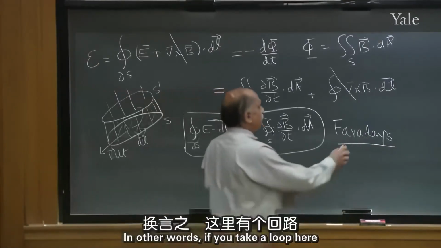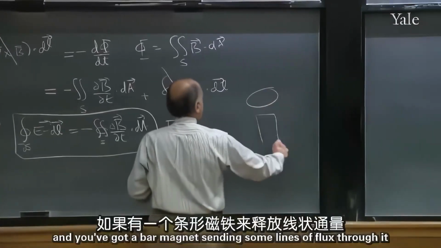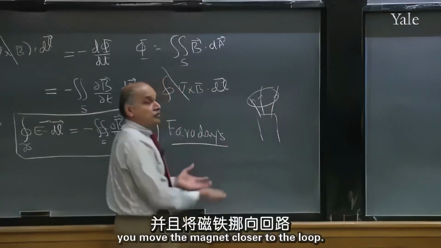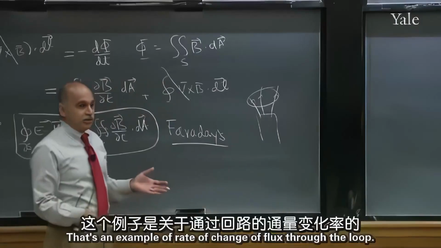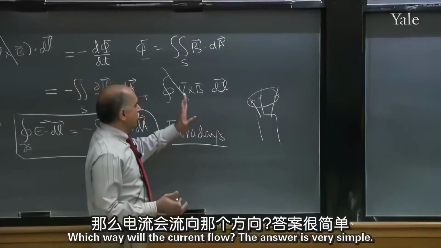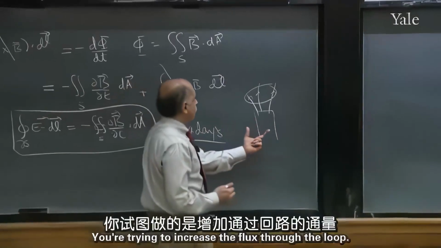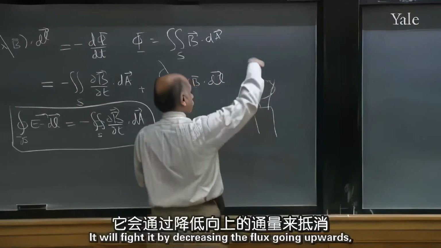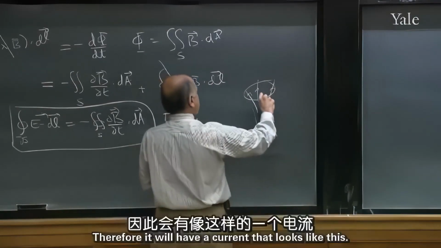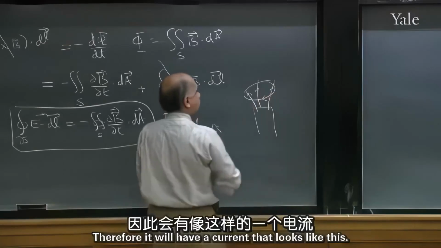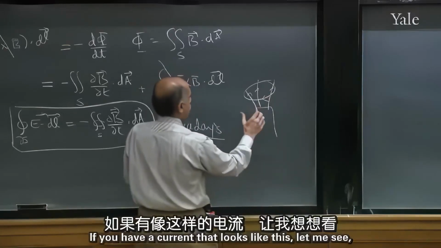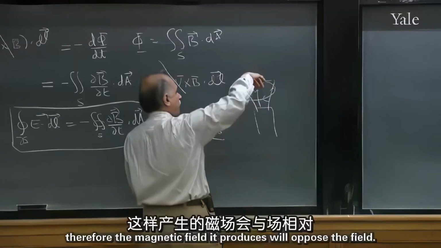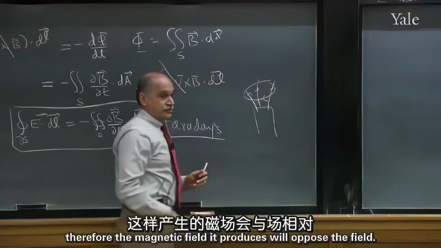In other words, if you take a loop here, and you've got a bar magnet sending some lines of flux through it, and you move the magnet closer to the loop, that's an example of rate of change of flux through the loop. Which way will the current flow? The answer is very simple. You're trying to increase the flux through the loop. It will fight it by decreasing the flux going upwards, so it'll try to produce a flux going downwards. Therefore, it'll have a current that looks like this. If you have a current like this, you do that, and the thumb points down, and therefore the magnetic field it produces will oppose the field.